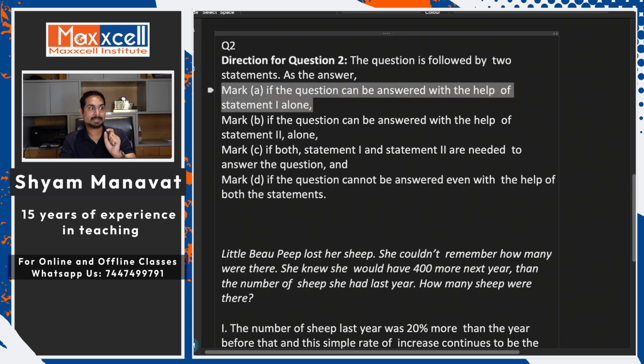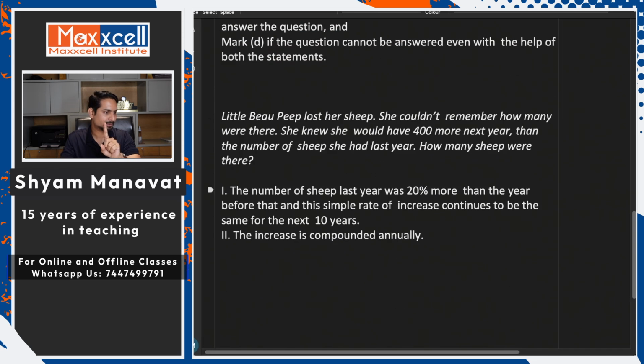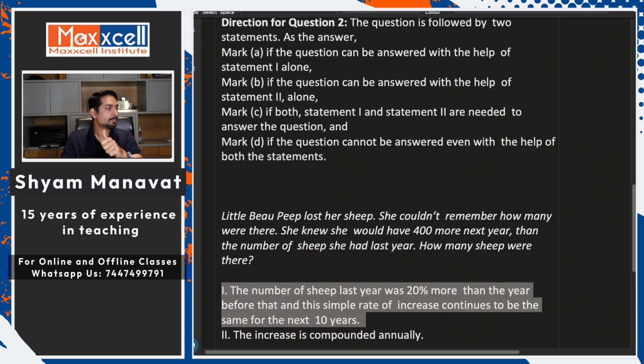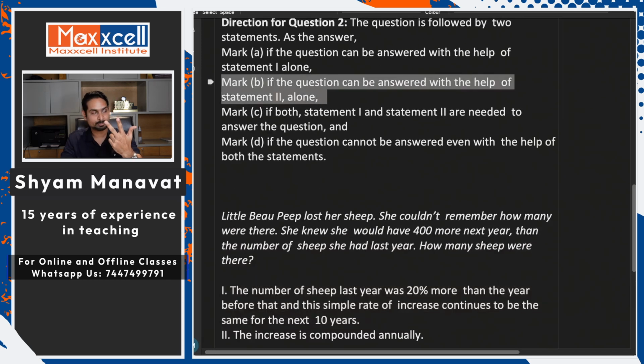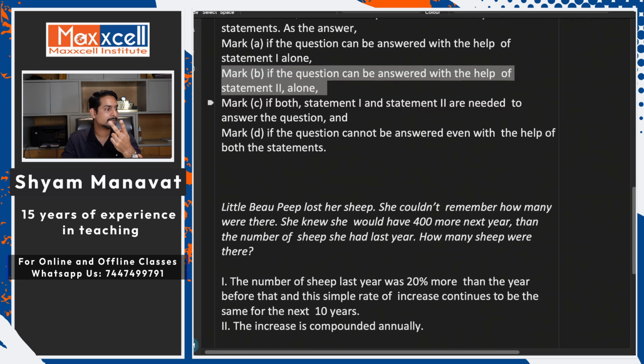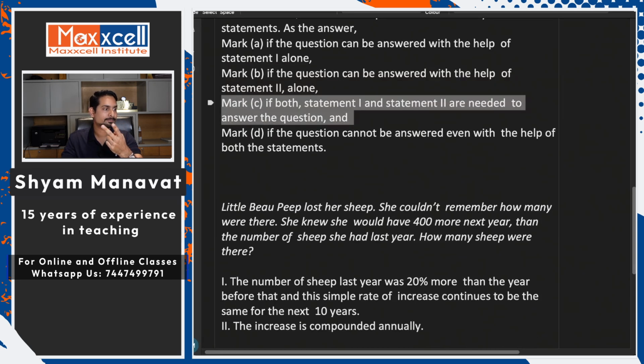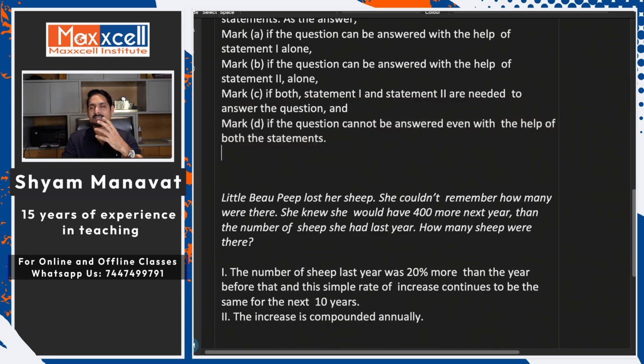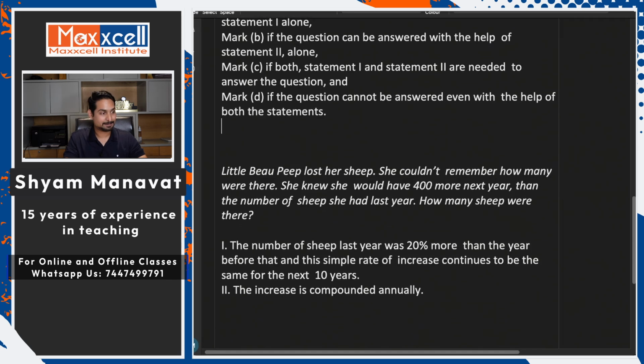If the question can be answered with the help of statement 1 alone, that means if I combine this first statement with the question, is it sufficient to get the answer? Mark B, if statement number 2 is sufficient alone to get the answer. C, if you combine both the statements, you need both statements to get the particular answer. And D, even if by using statements 1 or 2 you are not getting the answer, in that case you mark option number D.